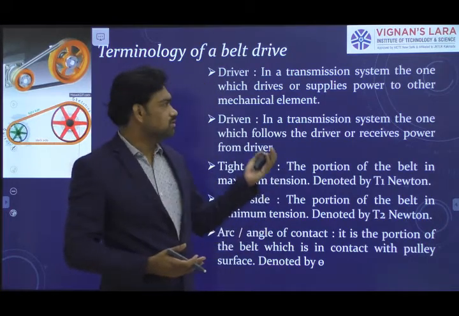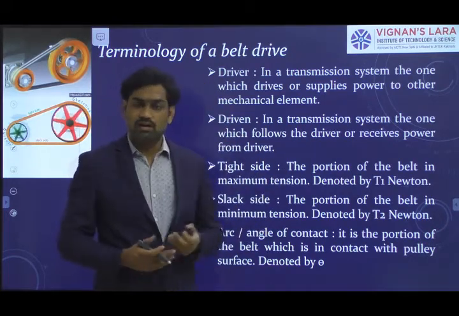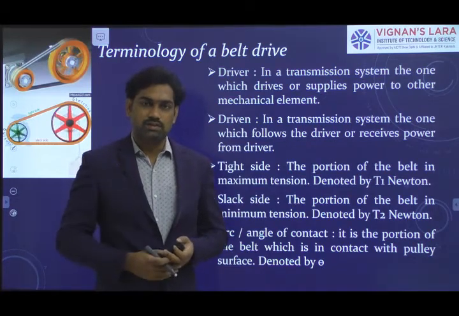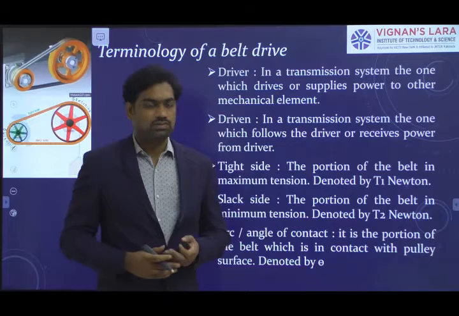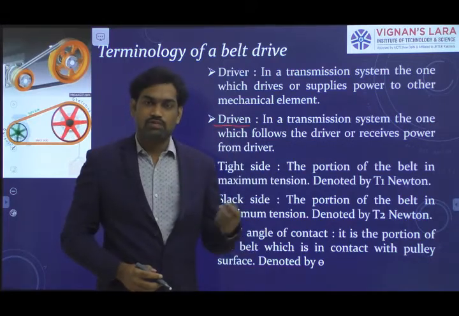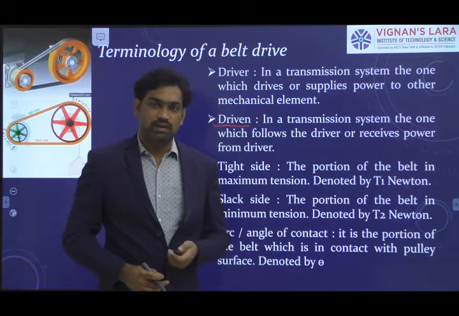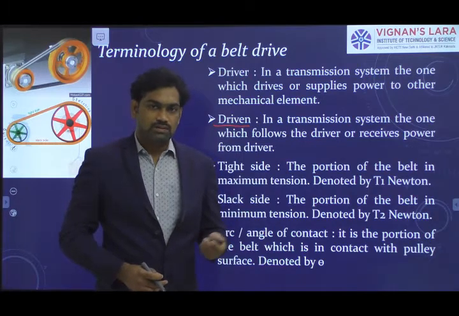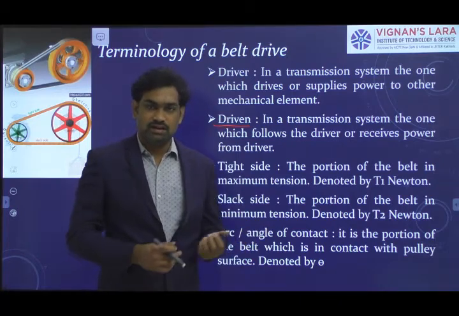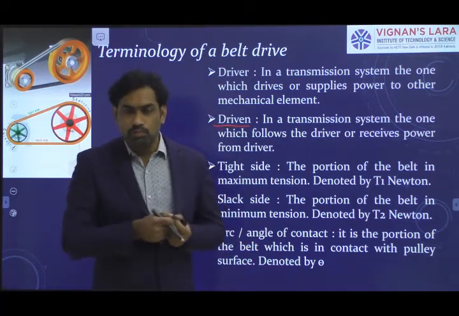As we stated, the driver or driving member is the pulley placed upon the shaft connected to the power source, and the other one is the driven member. That means where we are going to utilize that shaft, we call it the driven member. Clear? And the next one is the tight side, the tension on the tight side, that is the receiving side of the belt. We are going to pull the belt.